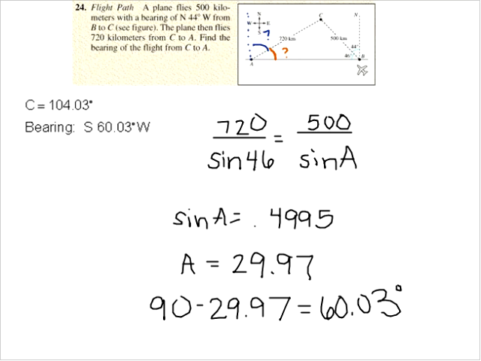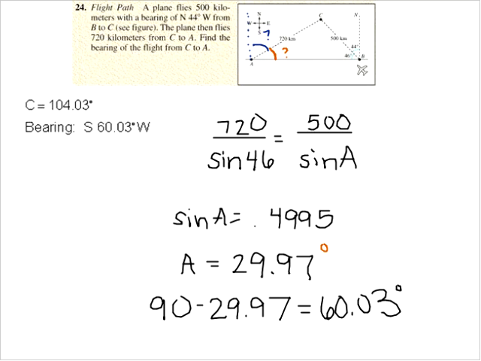Angle A, we can find that by setting up a proportion. I did 720 over sine of 46 equals 500 over sine of A. I cross-multiplied and divided, and then I did sine inverse to actually find the degrees of angle A. So angle A in here is 29.97 degrees.